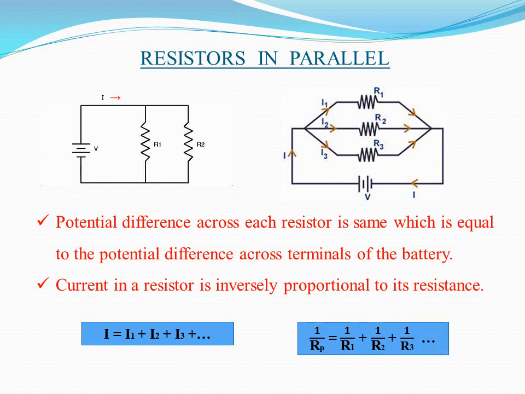In the parallel combination, the reciprocal of the equivalent resistance is equal to the sum of the reciprocals of the individual resistors. That is, 1 by Rp is equal to 1 by R1 plus 1 by R2 plus 1 by R3. So this is the formula we're going to use while solving the numericals.